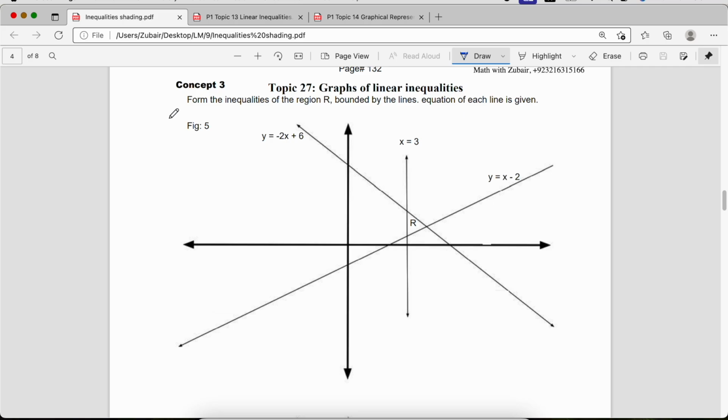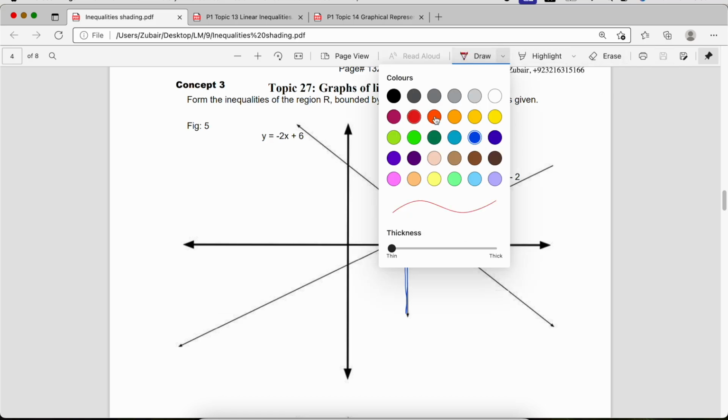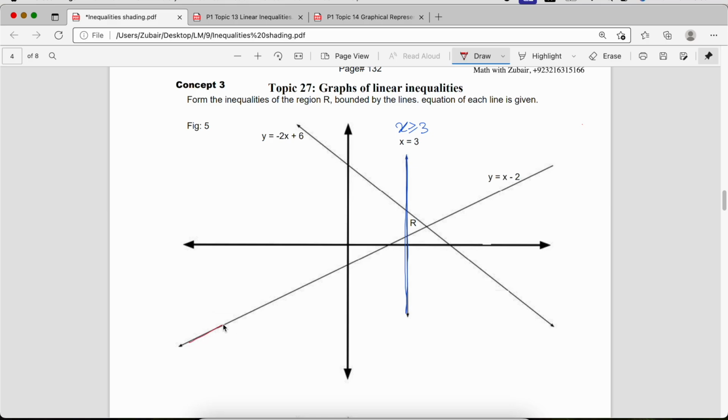Graphs of linear inequalities: form the inequalities of the region R bounded by the lines. Equation of each line is given. I can see R right there, and R has 3 boundaries, so I need to give 3 inequalities, whose equations are already given. When we are looking at this line in blue, this line is x equals 3 and the region is to the right of it, so the inequality will be x is greater than or equal to 3, because greater than is the sign which will take you towards the right hand side.